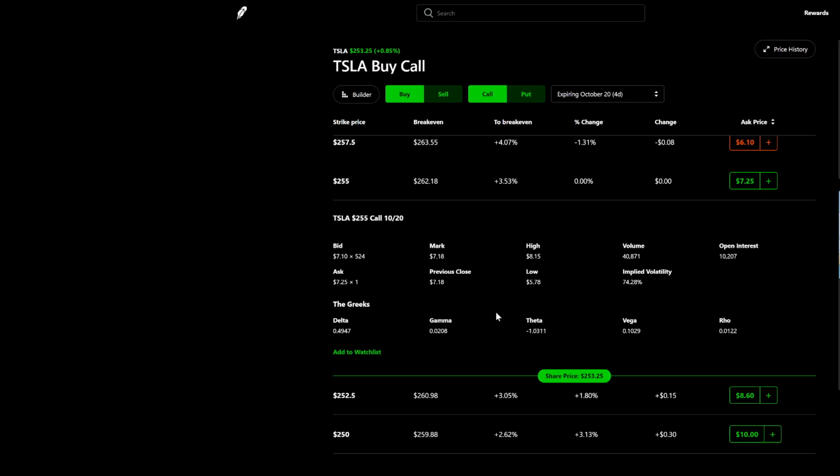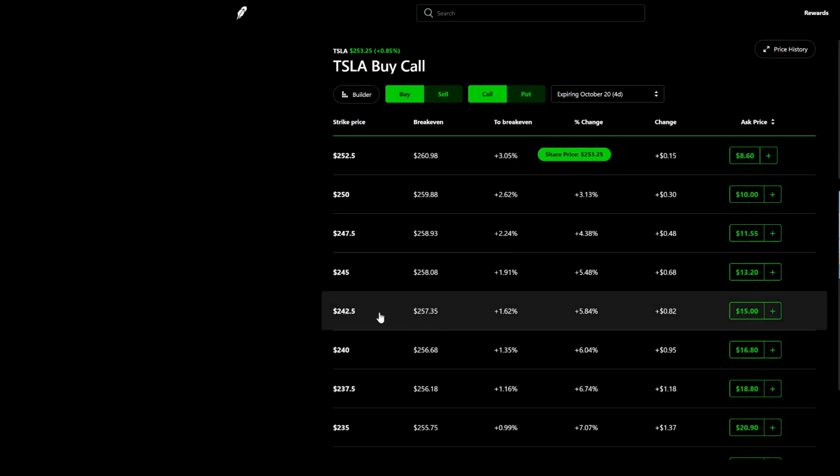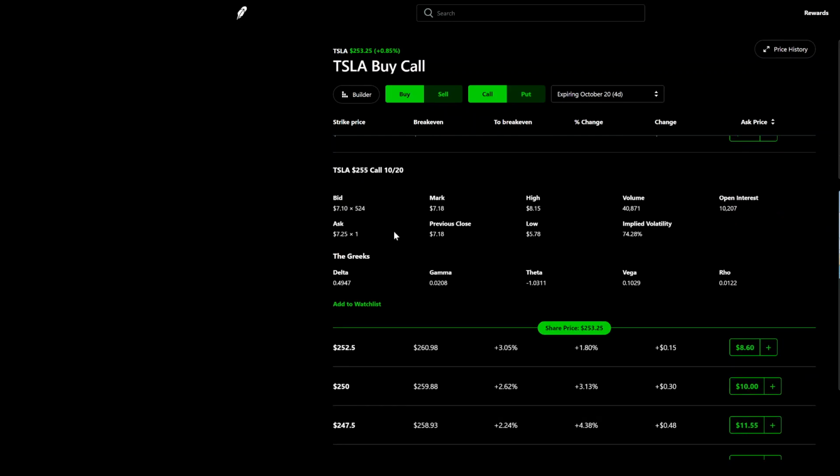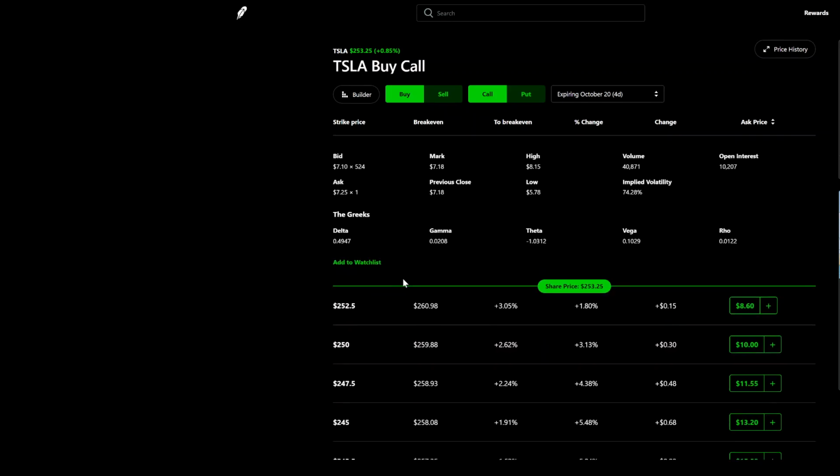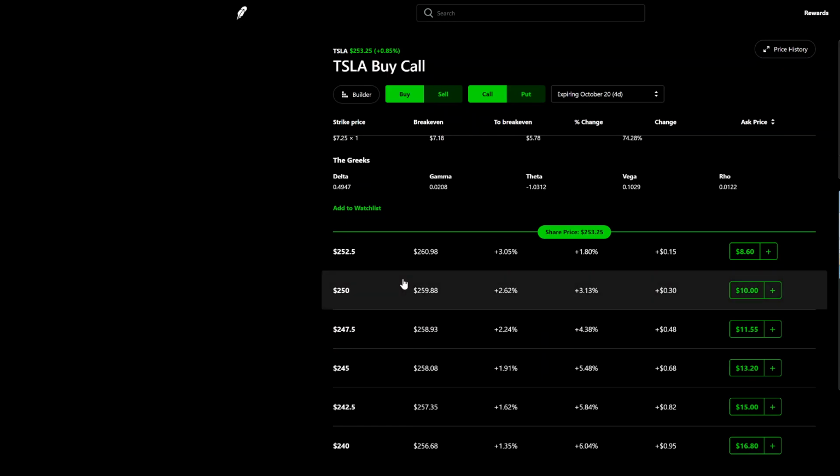Now, what I can tell you is further in the money. So if we were to go down here, right, on this 255 call, which is slightly out of the money, but near the money, we have a delta of basically 50. So that's saying more or less every dollar that the stock moves, you're going to see a move of about 50 cents on the premium of that contract.